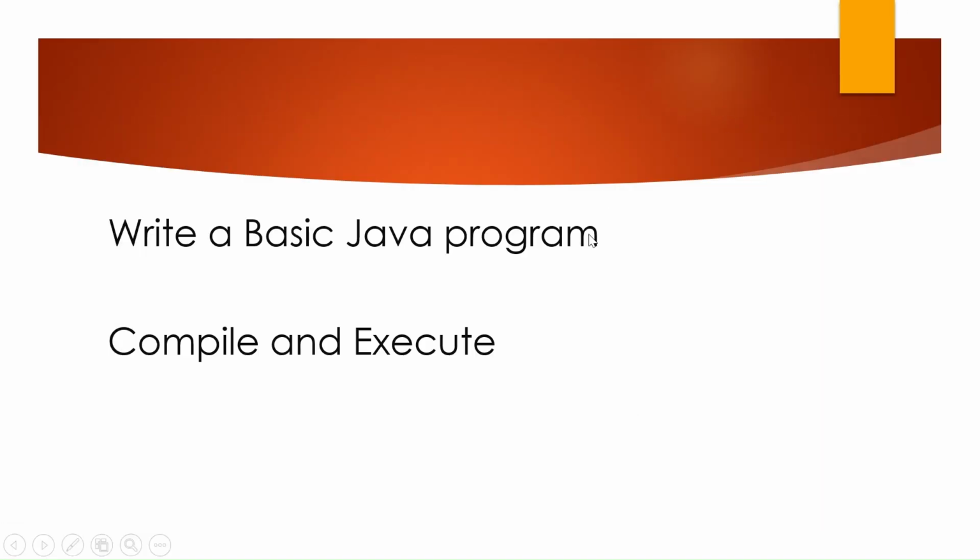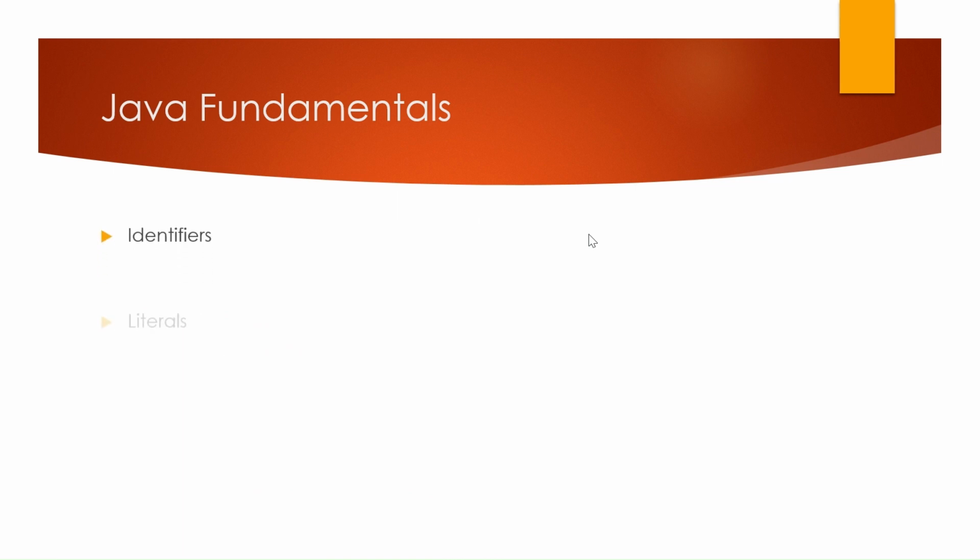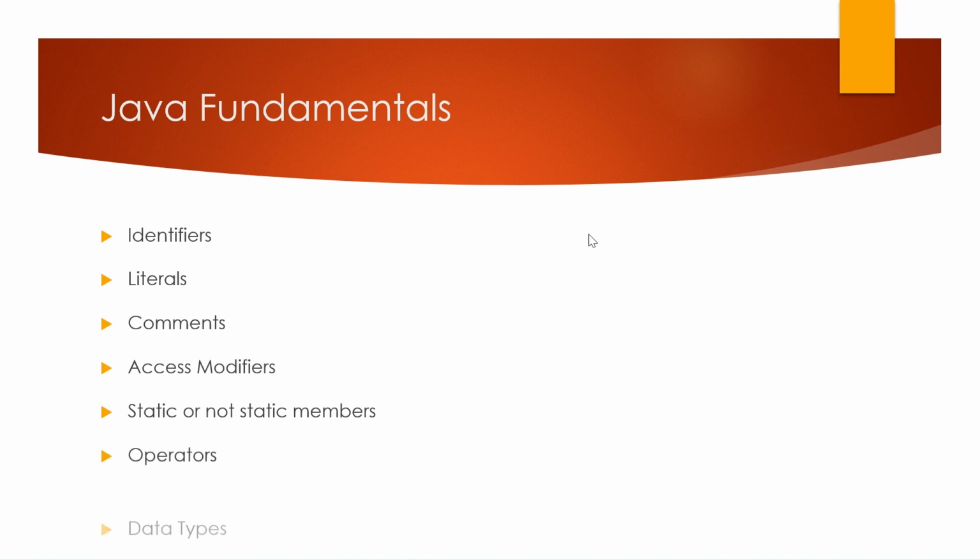Now let's go further, and we will see the Java fundamentals. We have just seen the identifiers. What are identifiers? Then what is a literal, comment, access modifiers, static and non-static members, operators, and data types. So we will see all the fundamentals one by one. Let's go there.